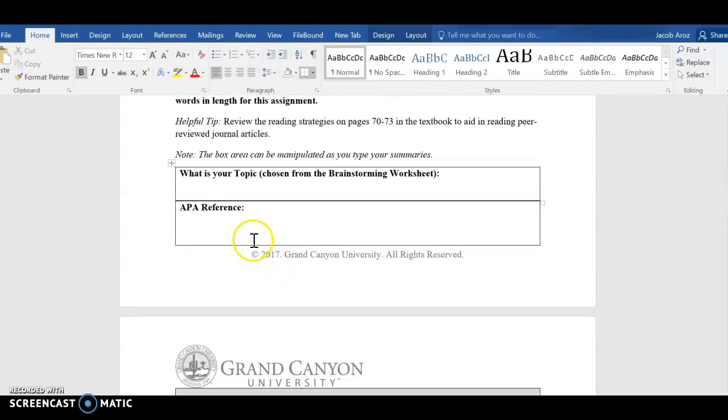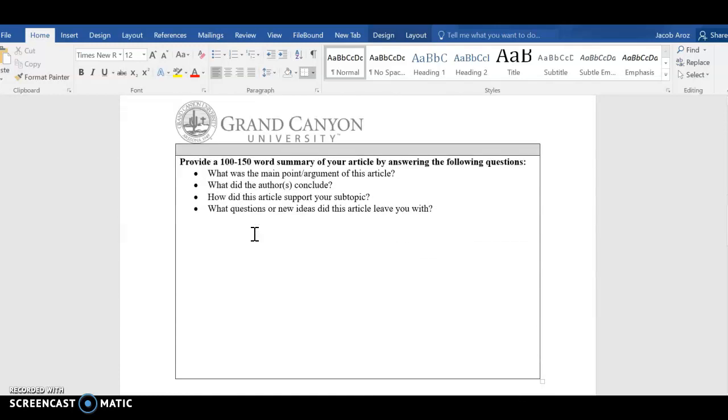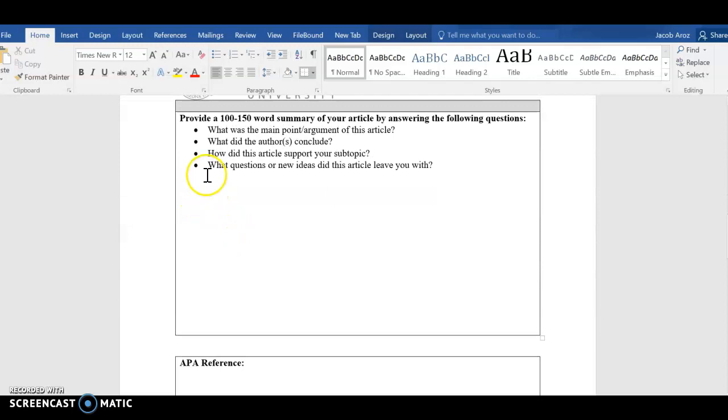And then as you move forward, you're going to be taking the APA reference, placing it here. And then this is where the evaluation comes in. Between 100 and 150 words, you're going to identify what the main point or argument of the article was, what if any conclusions the authors made, identify how this article may support your subtopic, and what questions or ideas that you've come away with after reading this article.